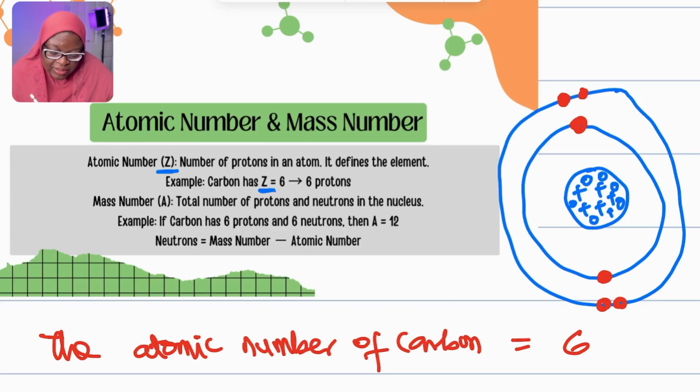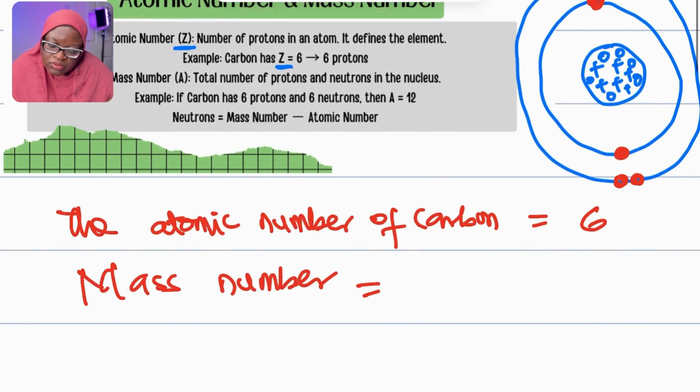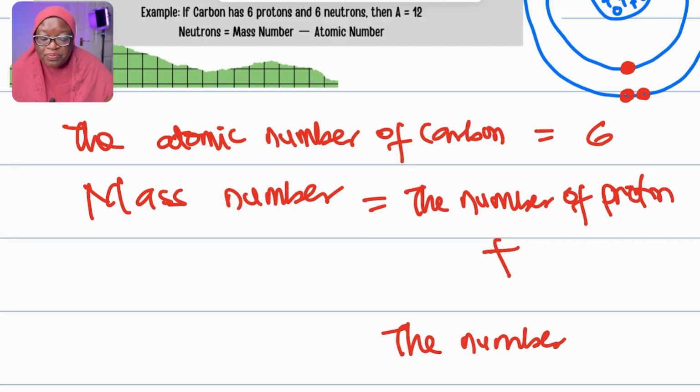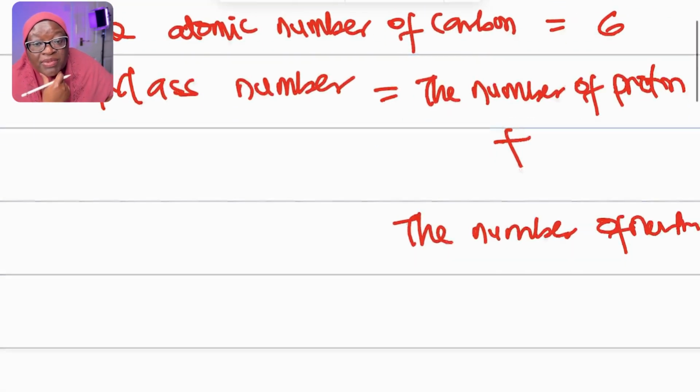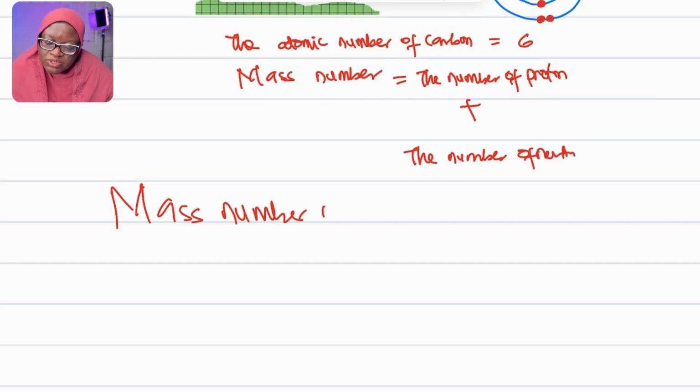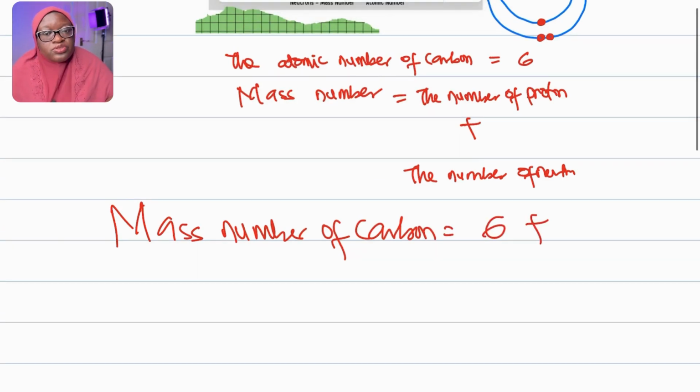While the mass number is equal to the number of protons plus the number of neutrons. So if you see a periodic table and say that, oh, the mass number of carbon is 12, this is how we arrive at that answer. So the mass number of carbon is equal to 6, the number of protons, plus 6, the number of neutrons, which gives us 12.